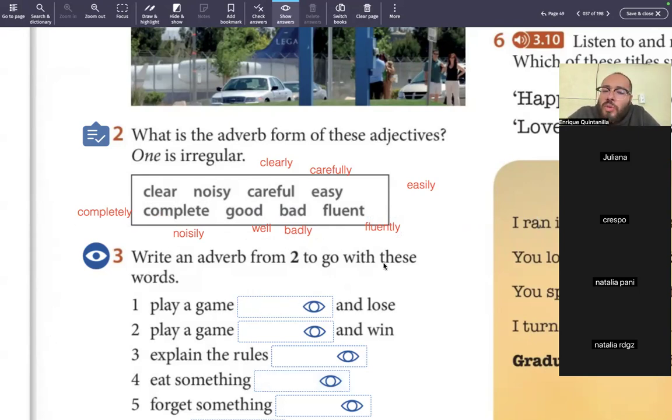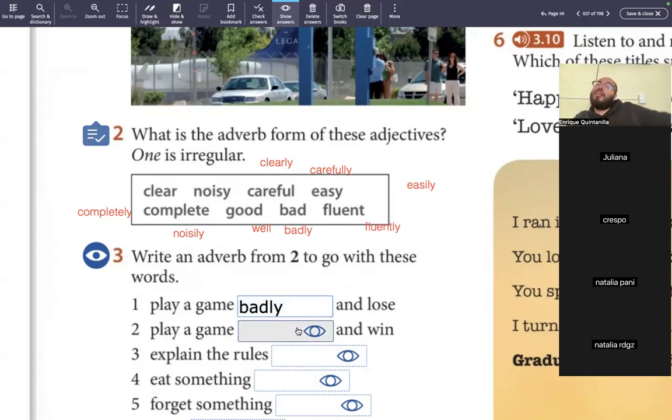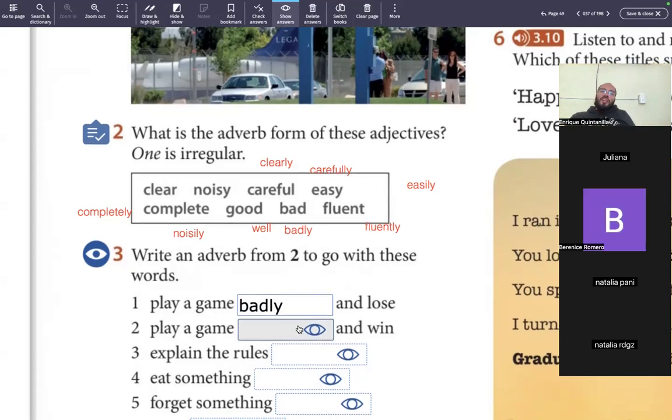So write an adverb from number 2 in these sentences. Play again badly and lose. Or the opposite, play a game. What is the opposite of badly? Well. Play well and win.